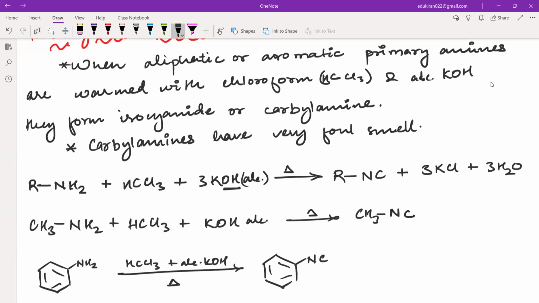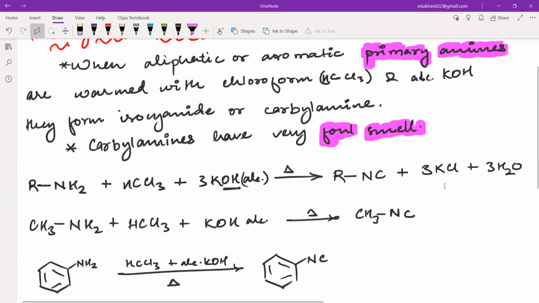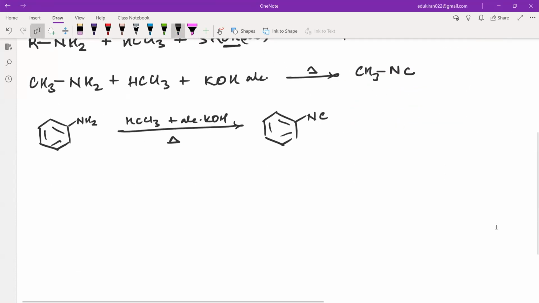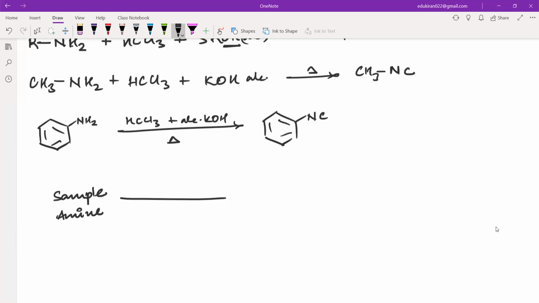Yes, sir. Now, there are two very distinguishing things: foul smell and primary amine. Let us suppose you have been given a sample, and they said that this sample contains an amine. You have to check whether it is 1 degree or not. So what will you be doing? You will be doing this carbylamine test.